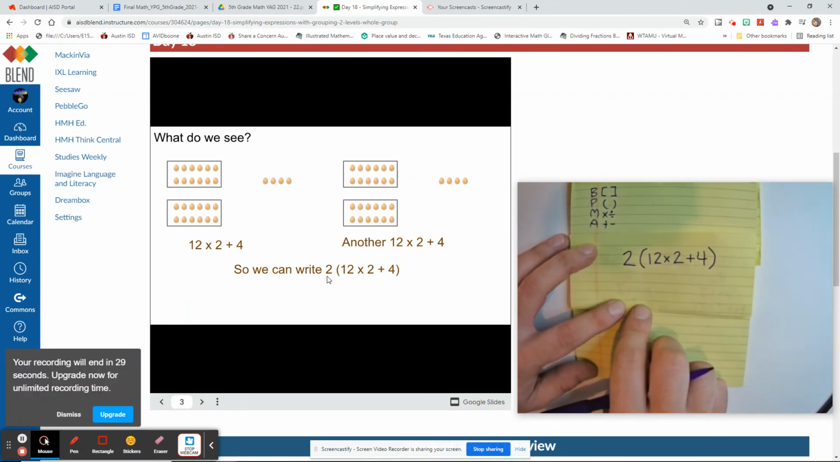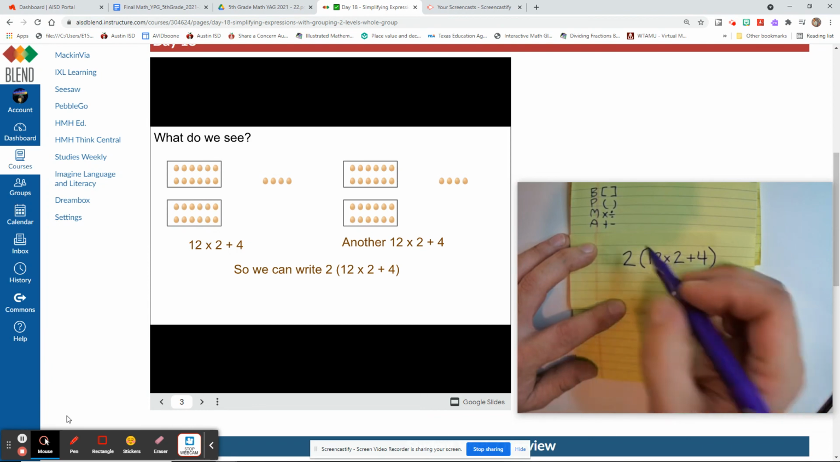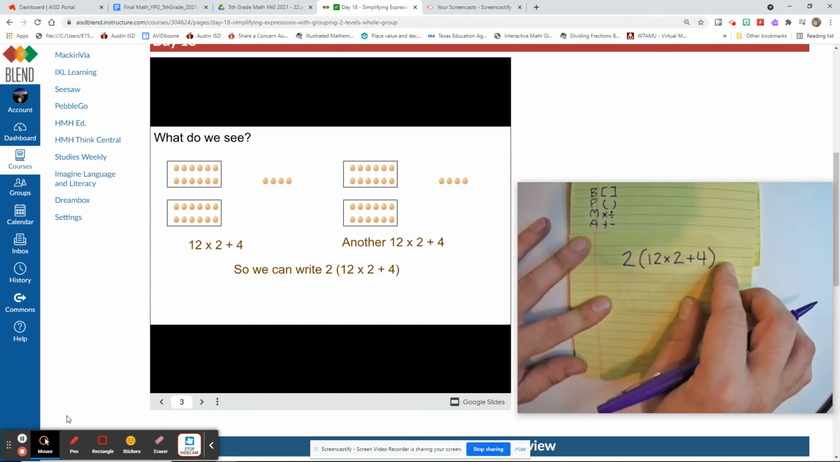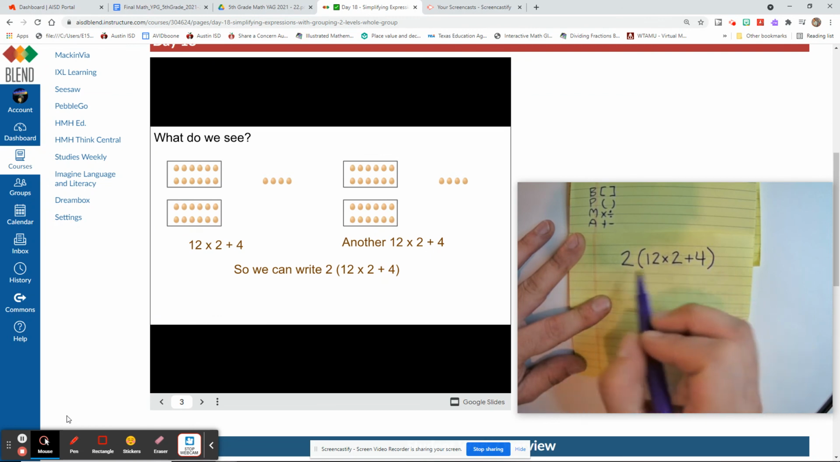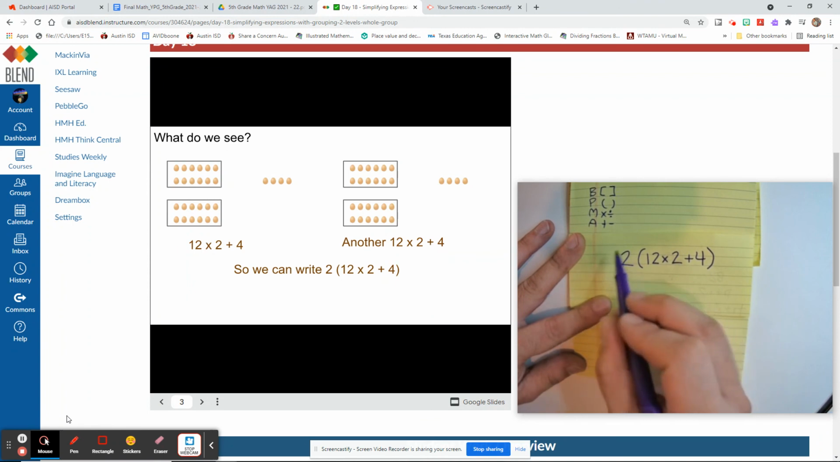Now remember, when you don't have a sign, like an operation symbol, in between a number and a parentheses, that's eventually going to mean multiply. All right, so we don't see the multiplication symbol right there, but when you see this number outside of the parentheses, that's basically saying this inside parentheses this many times. So we're going to come back and we're going to take a look and see if we get the same answer.